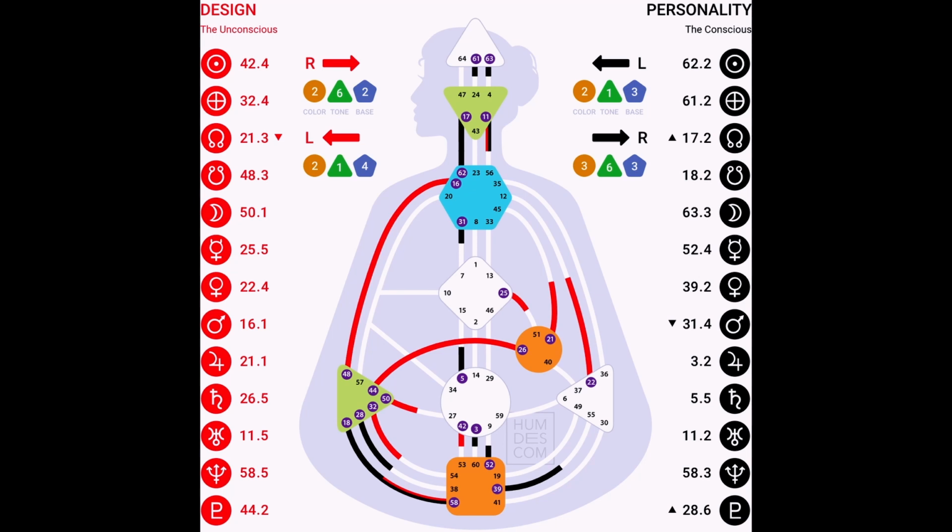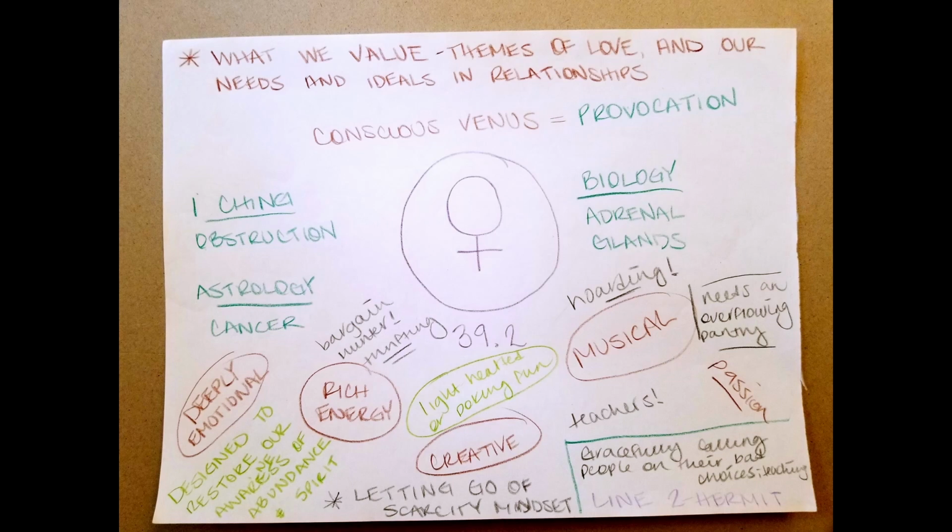The next gate and planet association is Venus. So my conscious Venus represents what we value around themes of love and our needs and ideals in relationships. So for me, that is gate 39.2, which is the gate of provocation. So what I value in terms of love and my needs and ideals in relationships is people that are provoking.